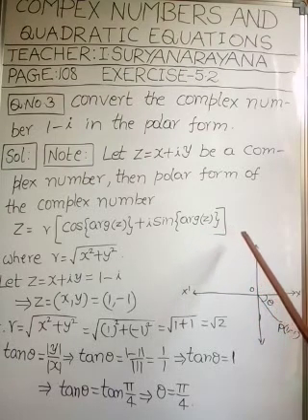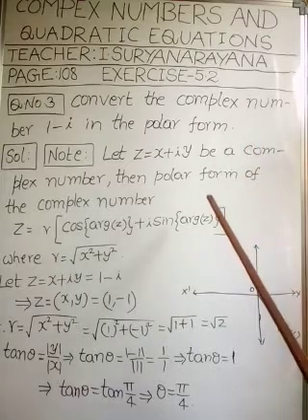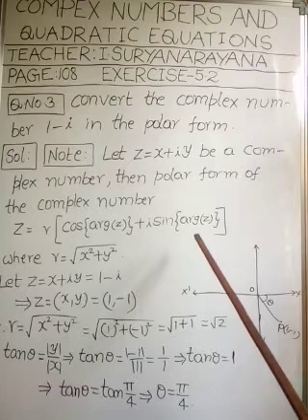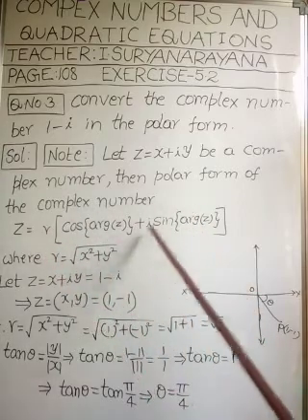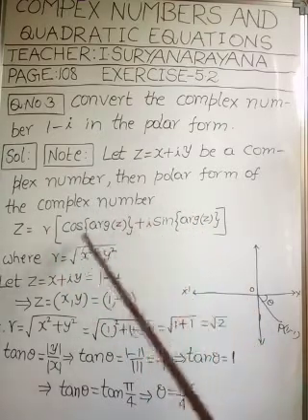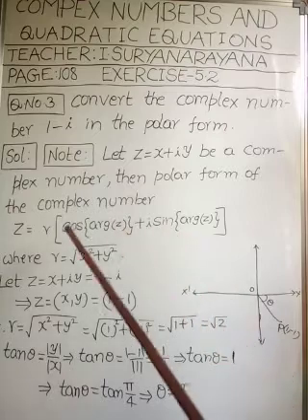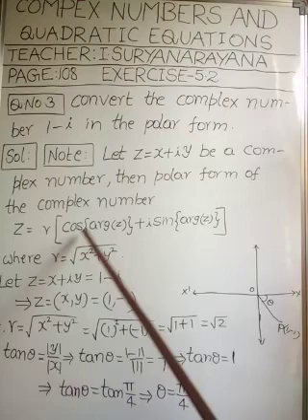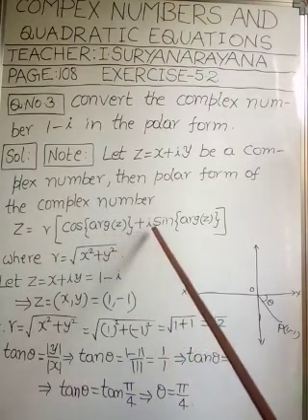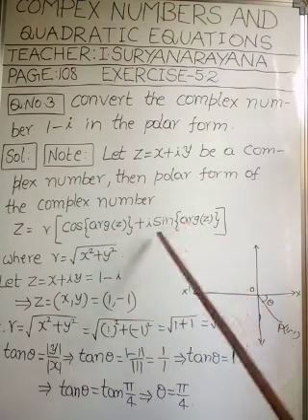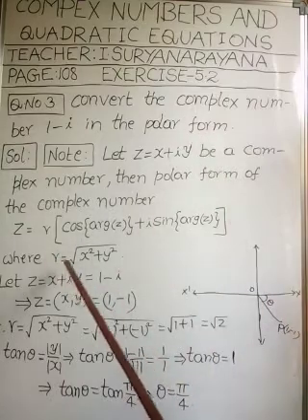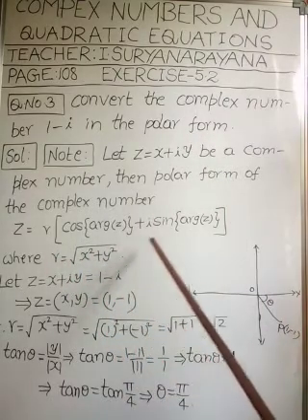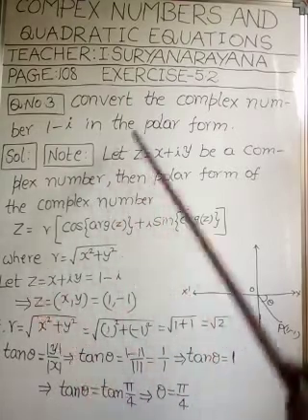That's all. Nothing else. After finding the modulus and argument of the complex number, we just have to remember this formula. This is the polar form of the complex number: r into cos of argument z plus i sin of argument z, where r is equal to square root of x square plus y square. Okay, my children? Right.